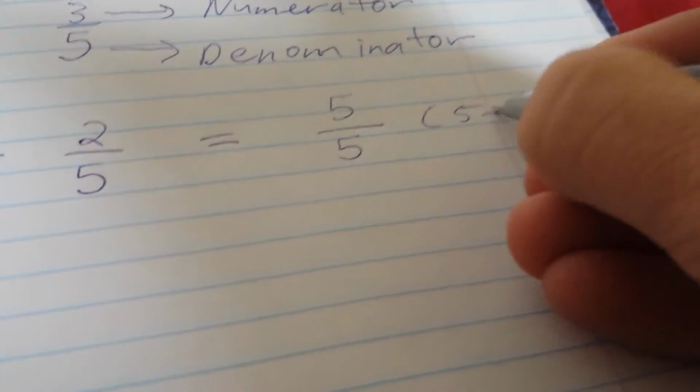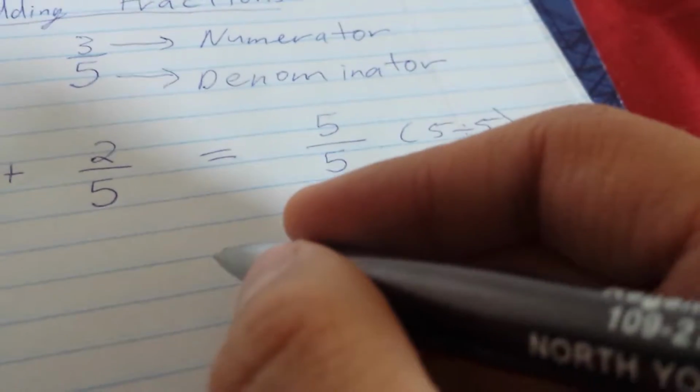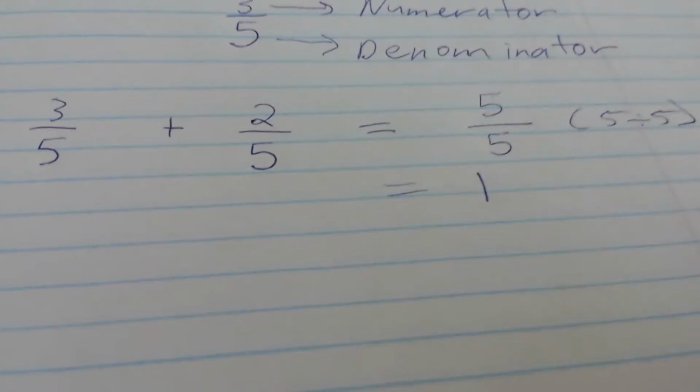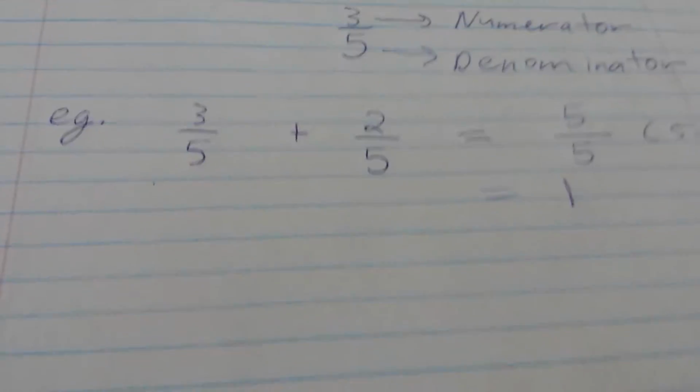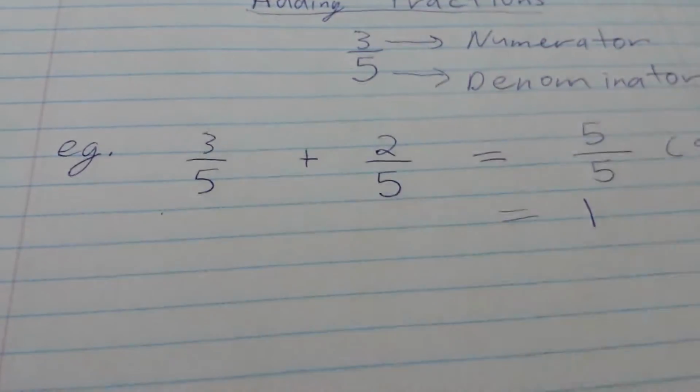5 over 5 is the same as saying 5 divided by 5, right? And 5 divided by 5 is equivalent to 1. So you can also write your answer as 1. More simple to write 1 than 5 over 5, right? So that's one example I wanted to go through with you guys. I'm going to also go through a bit more of a complicated example.